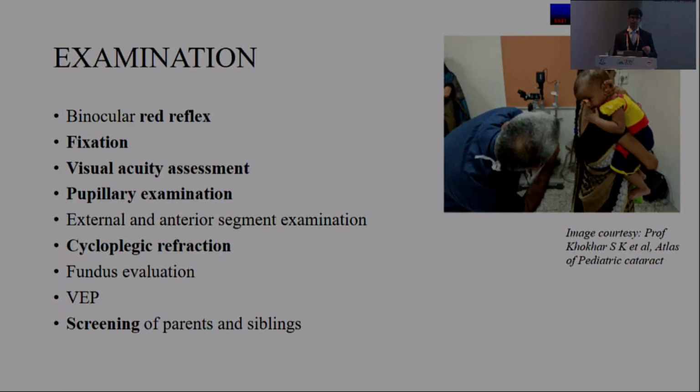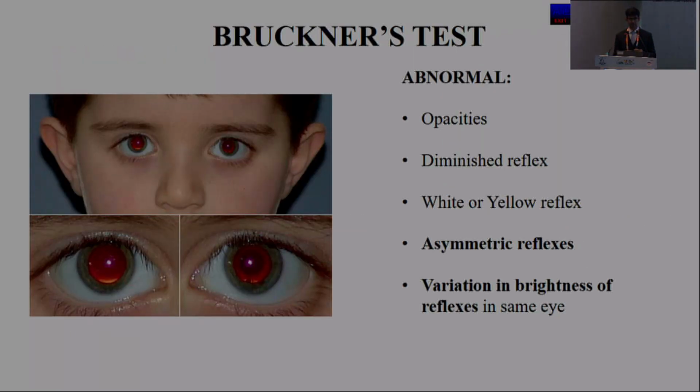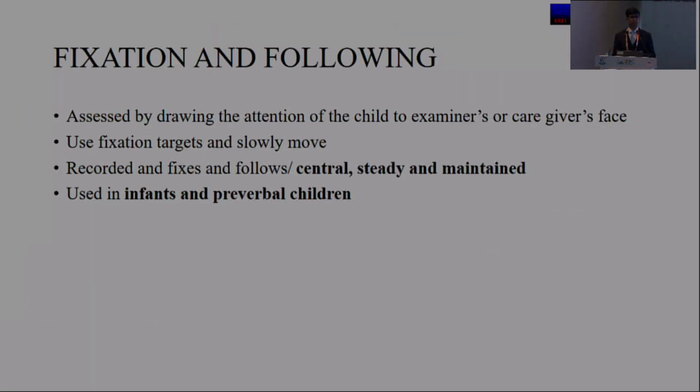Pupillary examination is very important, though a very simple and old test, but it works well because it tells you about the optic nerve health status. A Bruckner's test or a red reflex would give you an idea about the opacity, as you can see here. Fixation is very important.